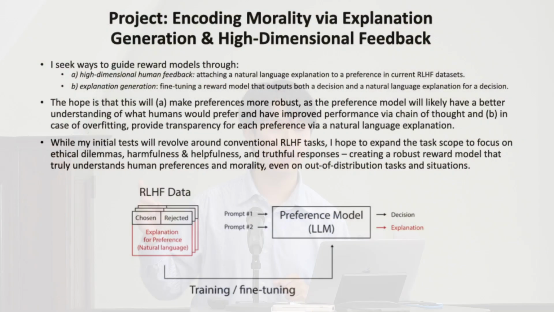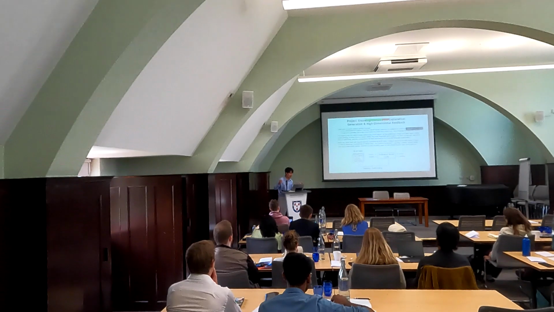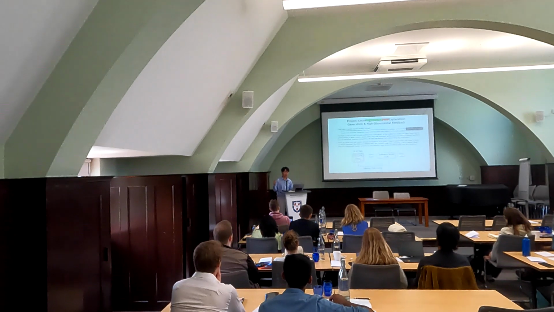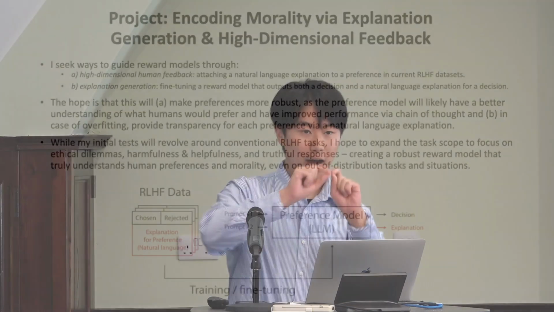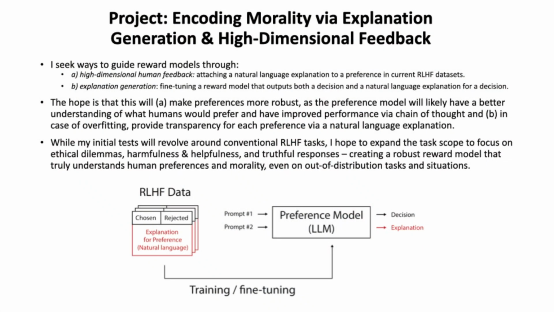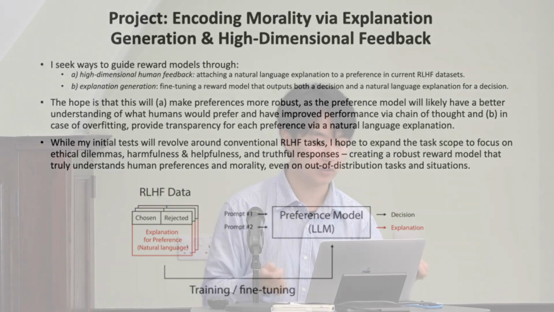So there are two main things here. The first one is having high dimensional feedback. You'll see red is what I added on top. So attaching a natural language explanation to a preference in current RLHF data sets. And the second part is explanation generation. So taking a reward model and having it output not just a decision or a reward, but also an explanation for why that reward or decision was made.